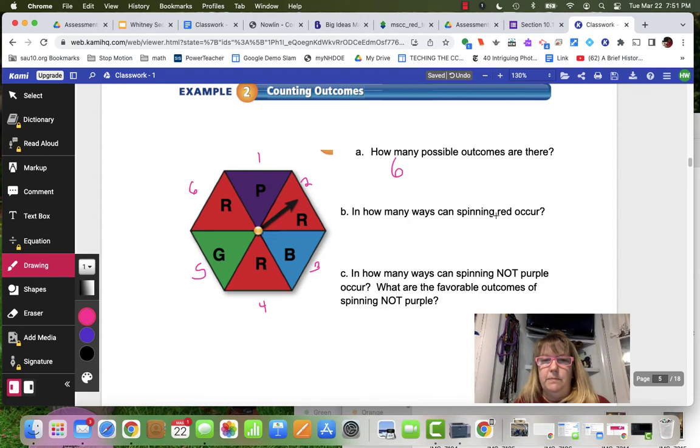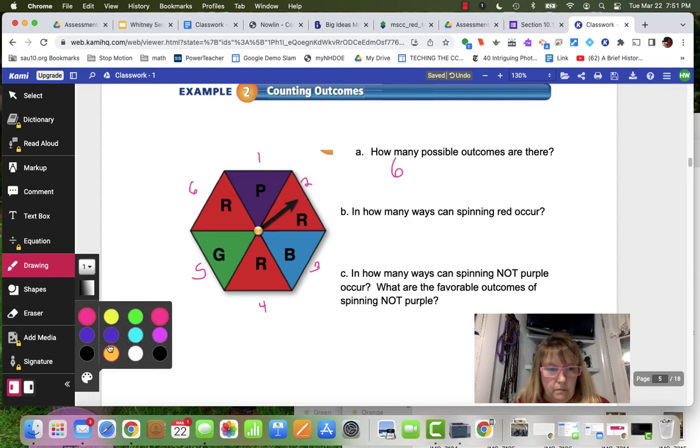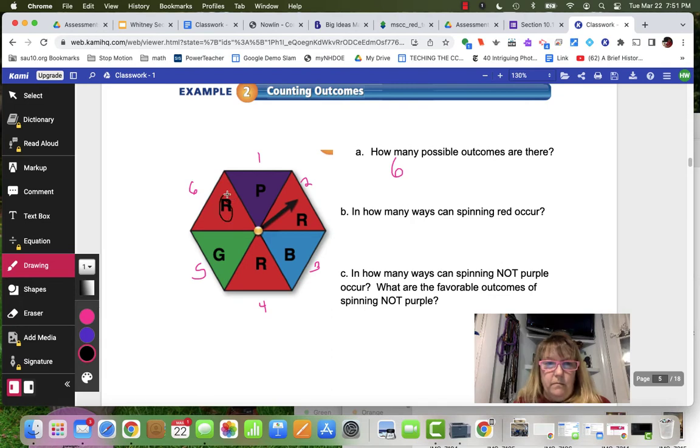In how many ways can spinning a red occur? Well, I have a red here, a red here, and a red here. So that means there are 3 ways that we can get a red section. In how many ways can spinning not purple occur? Well, I have 1 purple. So if I am going to spin things other than purple, there's 1, 2, 3, 4, 5. There are 5 different ways for not purple.